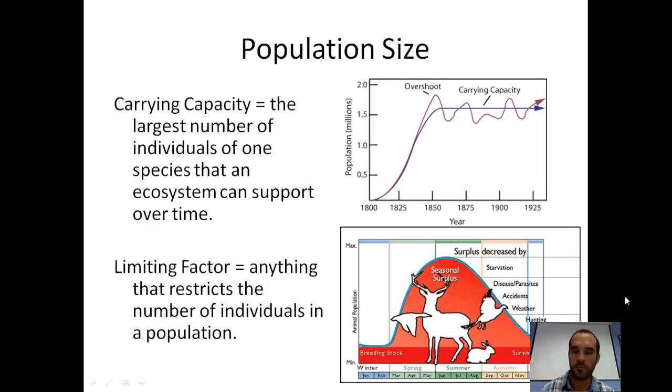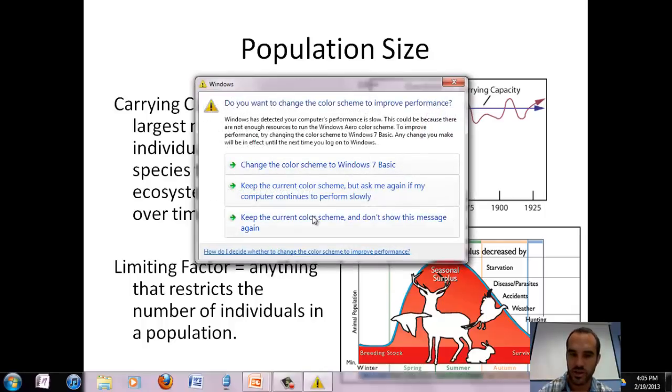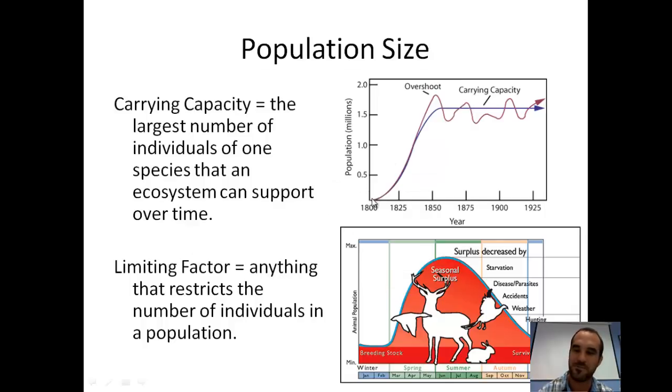Okay, so we're looking at the population size. I'm going to look at two terms right now. The first one is carrying capacity. And what carrying capacity means, it's the largest number of species that the ecosystem can support over time. And as I talk through this, I'm going to look over at this picture here.